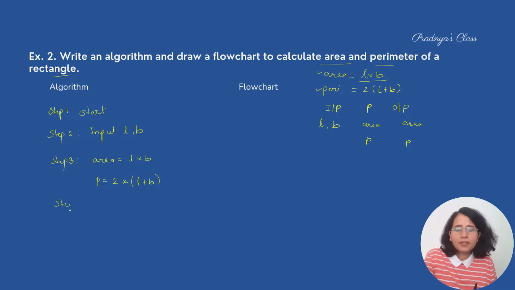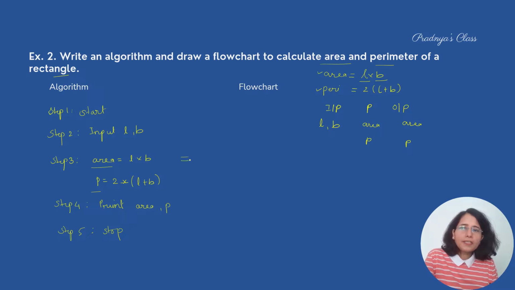After calculation, the next step is to display the result. So we will print here area and perimeter. You should take the same variable name that we have taken in the processing step. So the last step will be stop. So step number 5 will be stop.